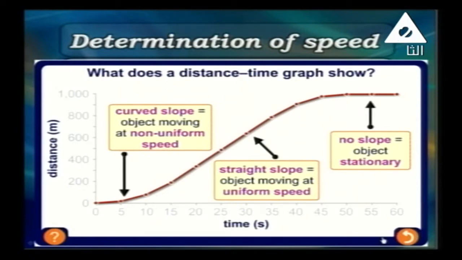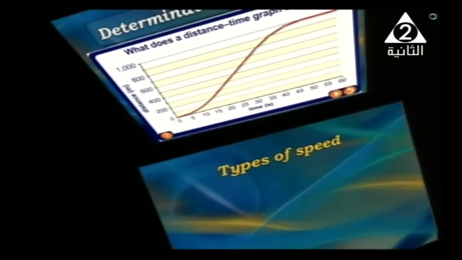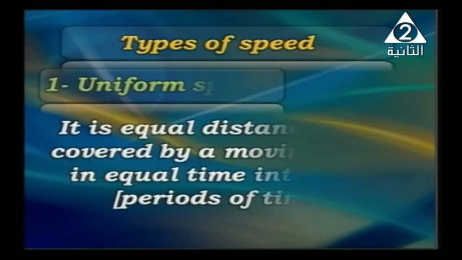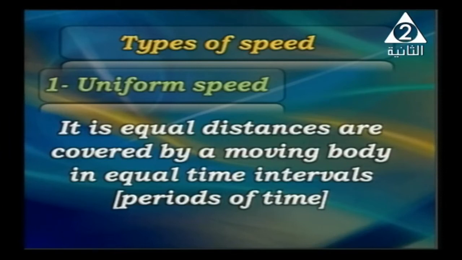So we have many graphs that represent this, with many parts and many types of speed represented by these parts. The types of speed. First of all, we have uniform speed. What is meant by uniform? Uniform means one shape, one color. In our school we have a uniform. It means the t-shirt and trousers have the same shape and same color, and all of us wear them, so it is called uniform. And here we have uniform speed, which means things are equal to each other.